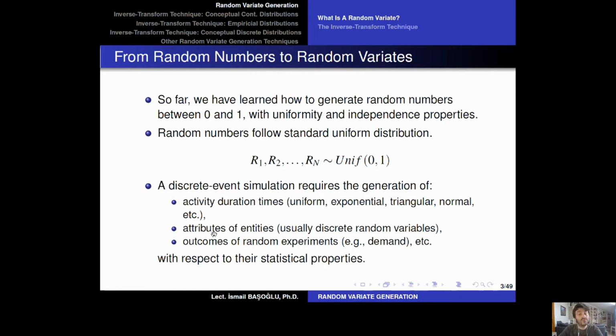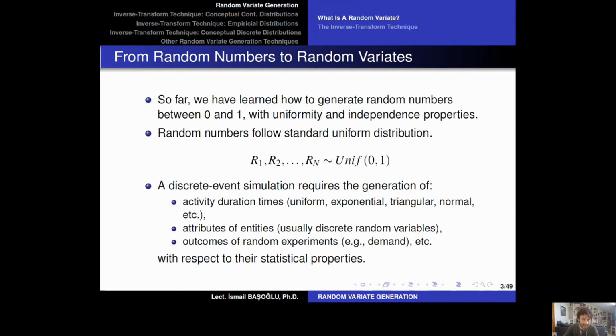Another probabilistic value is the attributes of entities, right? And they usually follow a discrete random variable. For example, let's just say we have a unisex hairdresser shop and 60% of the customers are female and 40% of the customers are male. Actually, the gender attribute is a discrete random variable, and it is actually a Bernoulli random variable.